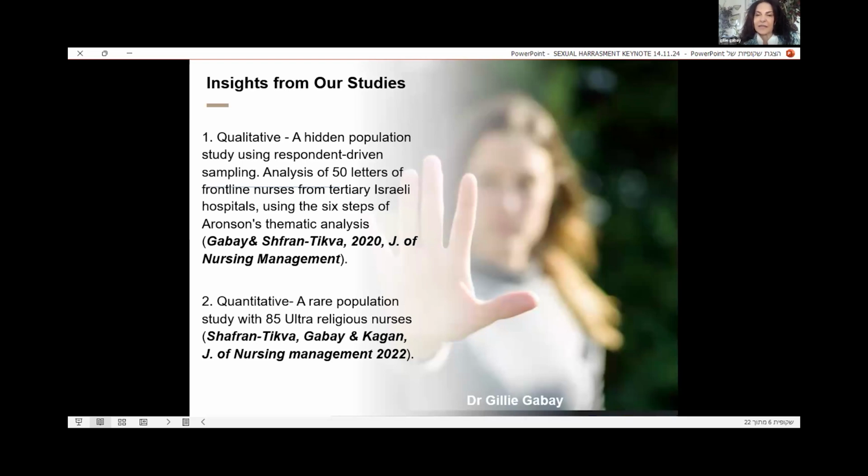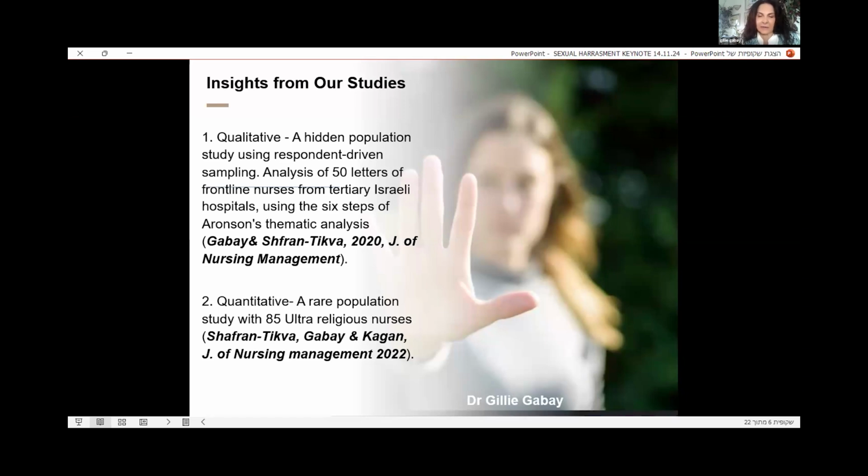We received 50 letters from frontline nurses. These 50 were just from frontline nurses. We received hundreds of letters. We analyzed them using the 6 steps of Aronson's thematic analysis. That was the qualitative study. We didn't expect such an outcome of hundreds of letters, secretive letters, from nurses and female clinicians who were embarrassed and felt ashamed, but they sent us the letters.